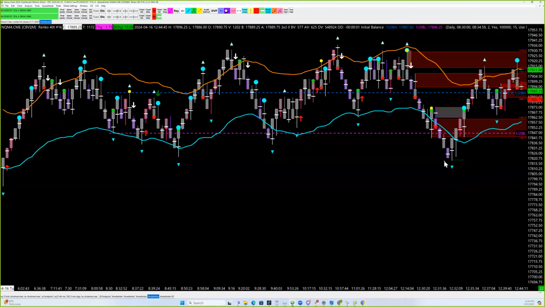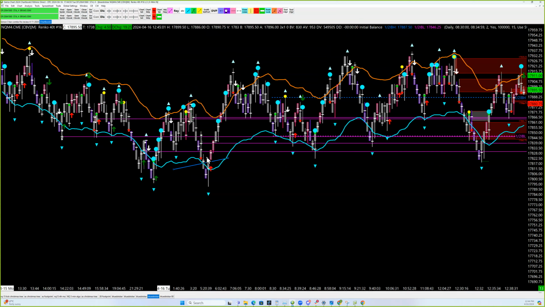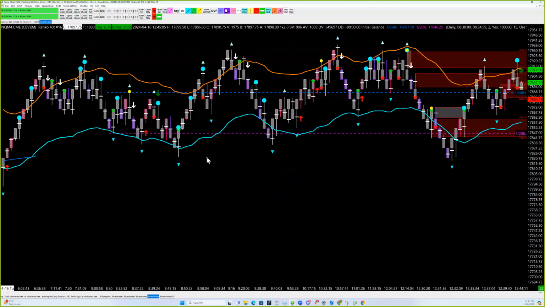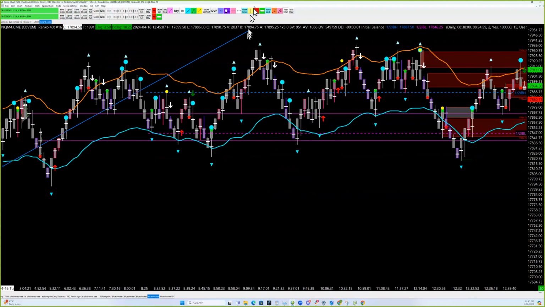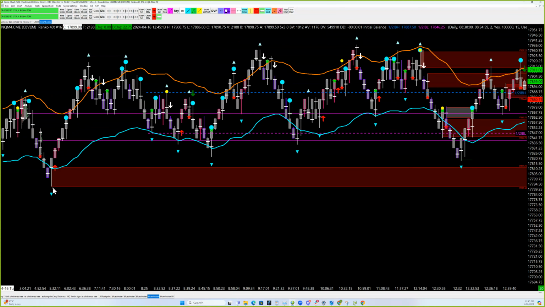Right, so I'd like to come back and test into between this low here and, oh wait, that's not the lows I wanted, sorry. Oh yeah, it is. This down here. That's what I'd like to retest.